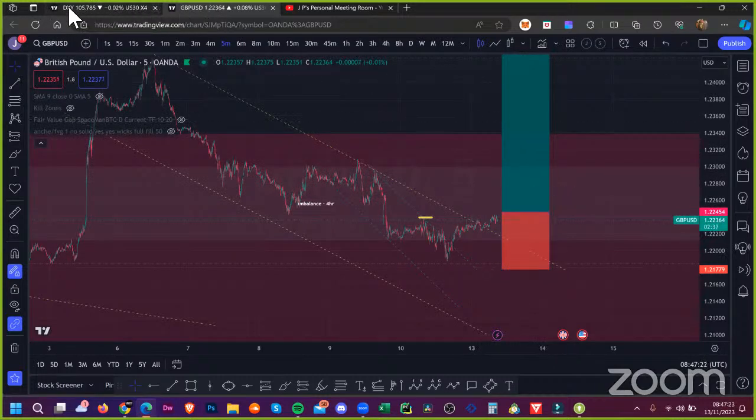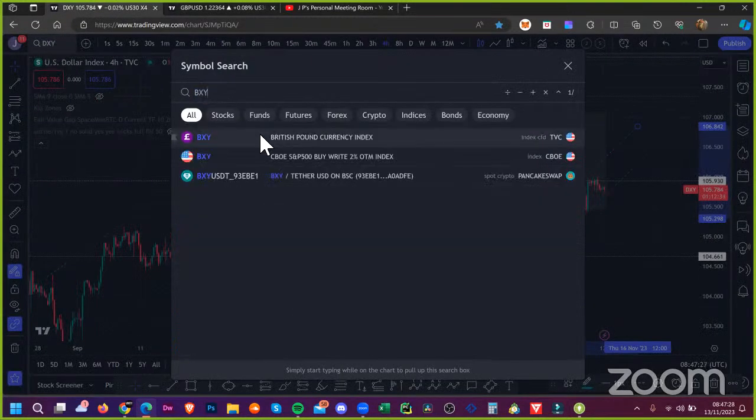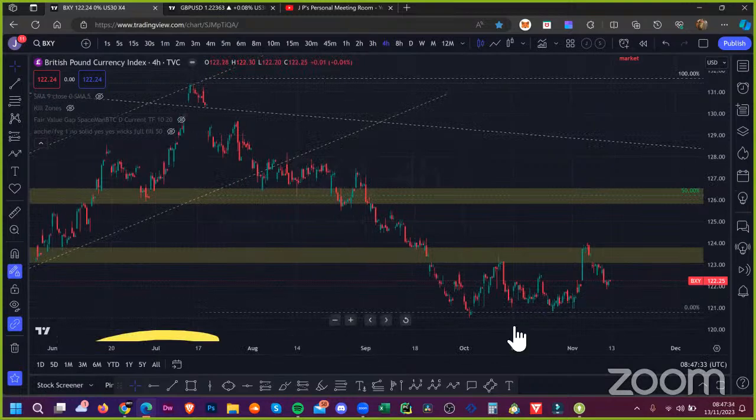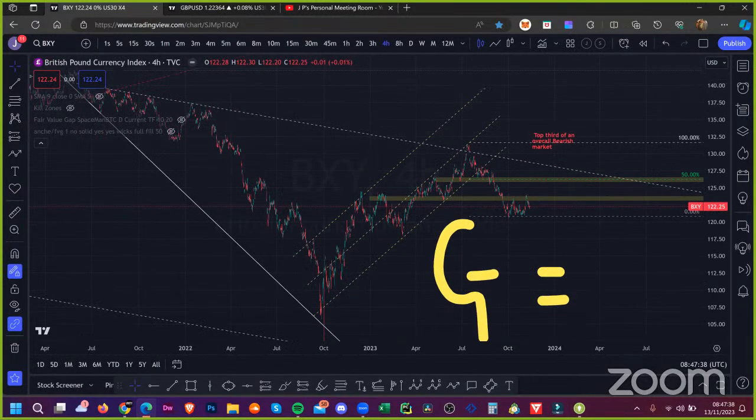Let's go and have a look at the BXY as well. See what the BXY may be doing. Okay, because like I said, all these things in isolation are not necessarily confirmations of what's going on. Okay, it's about adding them all together to be able to come to a bigger scenario.